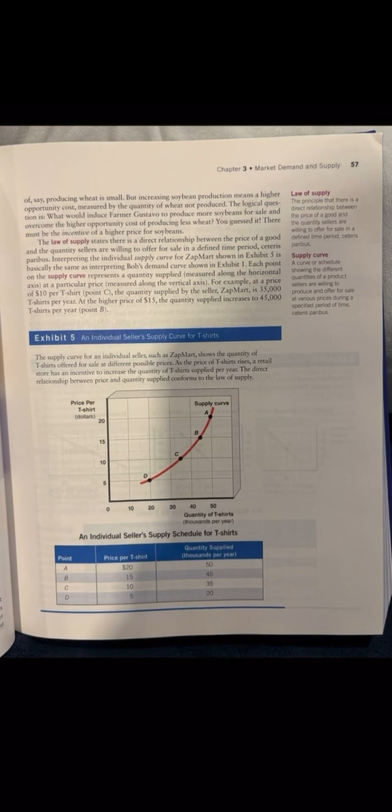Exhibit 5. An individual seller supply curve for t-shirts. The supply curve for individual sellers, such as Zapmart, shows the quantity of t-shirts offered for sale at different possible prices. As the price of t-shirts rises, a retail store has the incentive to increase the quantity of t-shirts supplied per year. The direct relationship between price and quantity supplied conforms to the law of supply.